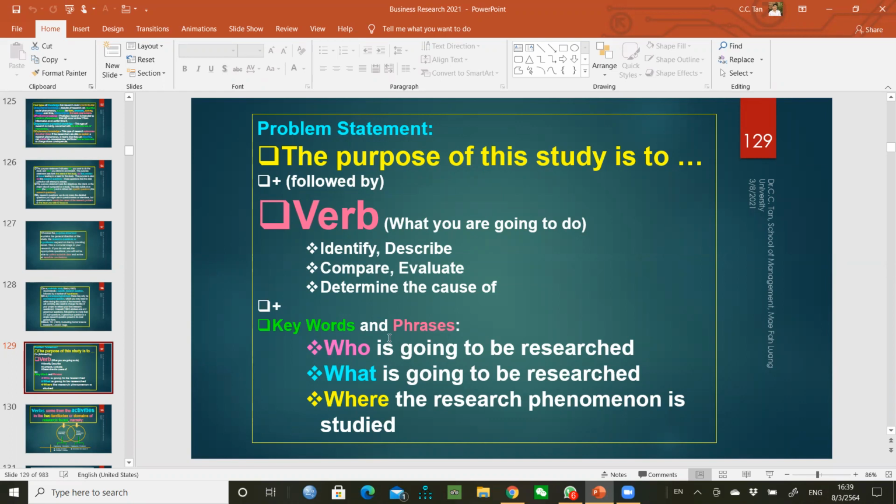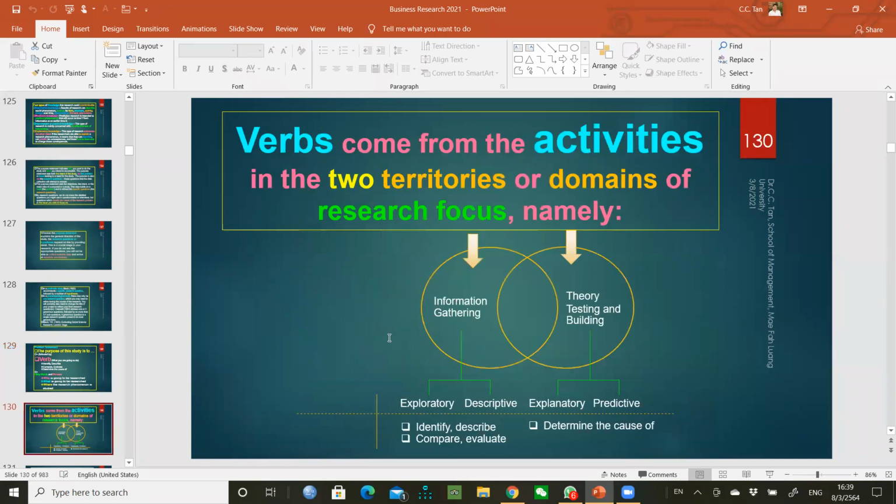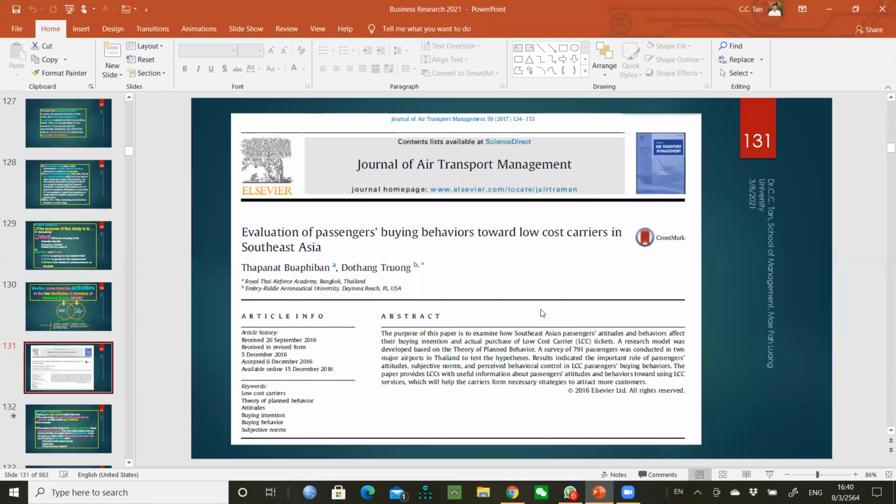So you have to involve who is going to be researched, what is going to be researched, where the research phenomena is studied, and so on and so forth. That allows you to see the overall picture from the sampling all the way to the final phenomena. So verbs come from the activity in these two territories or domains of research focus, which involve all these stakeholders.